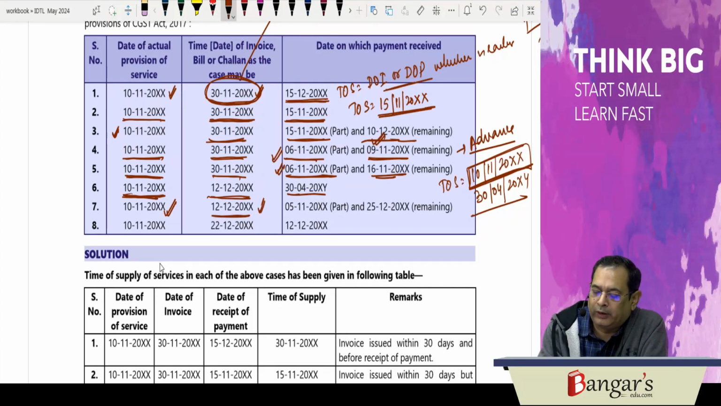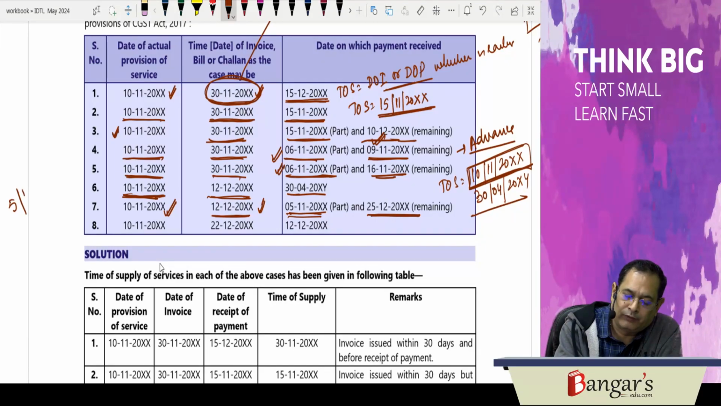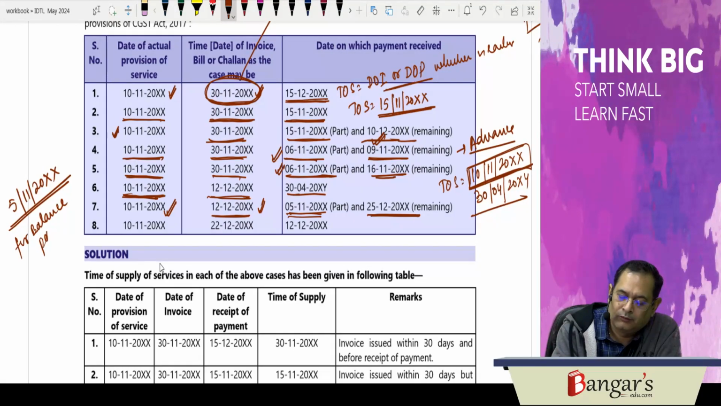It is issued on 12/12 and part payment has been received on 5/11 and the remaining part on 25/12. So to the extent of payment which has been received on 5/11, time of supply will be 5/11, and for balance payment, TOS will be what? 10/11.